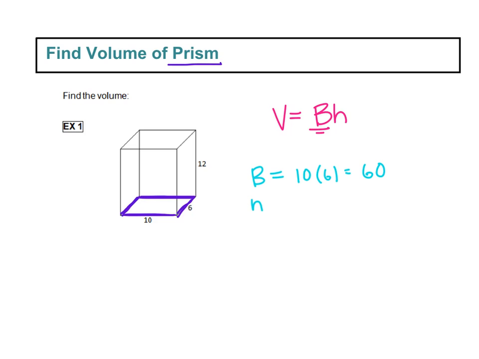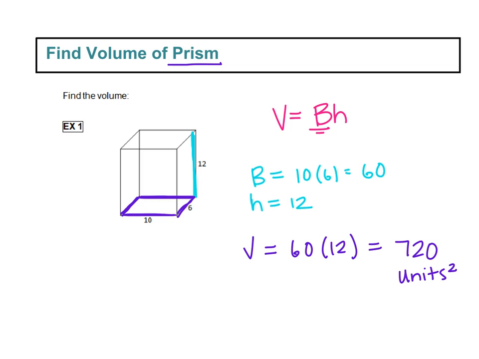Our height is going to be the distance between the two bases at a 90-degree angle, so our height is 12. And then our volume is going to be the area of the base 60 times 12. Multiply that out, you get 720, and this is going to be units squared.